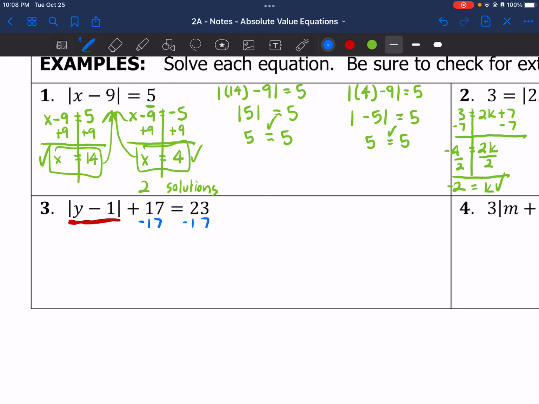Since I didn't do anything to my absolute value expression, I'm going to just bring it down. And 23 minus 17 gives me 6. Now that my absolute value expression is isolated, I can now move on to step 2 and set my absolute value equation to the positive and to the negative.